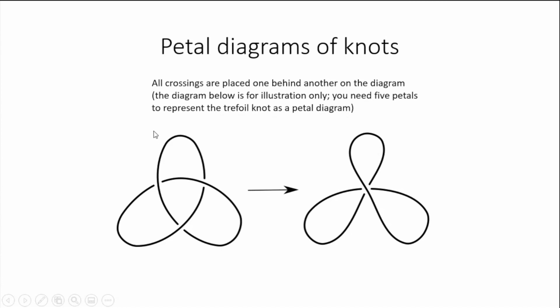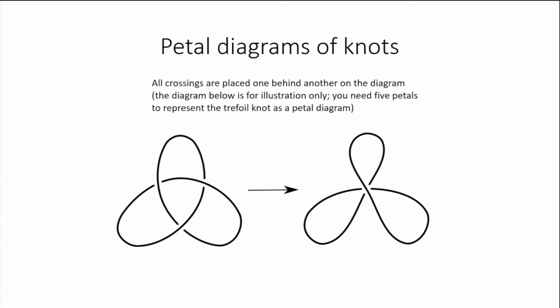If you have any diagram of a knot, imagine that you are looking at it in 3 dimensions and it is made out of wire. You can bend this wire in such a way that in the end, when you look at the diagram from your point of view, all crossings are behind one another. So instead of several crossings, you see just one crossing. This particular diagram, as I write there, is not drawn correctly. Actually, if you fold the trefoil knot in such a way that you can see only one crossing, you need not 3 petals like this, but 5 petals.